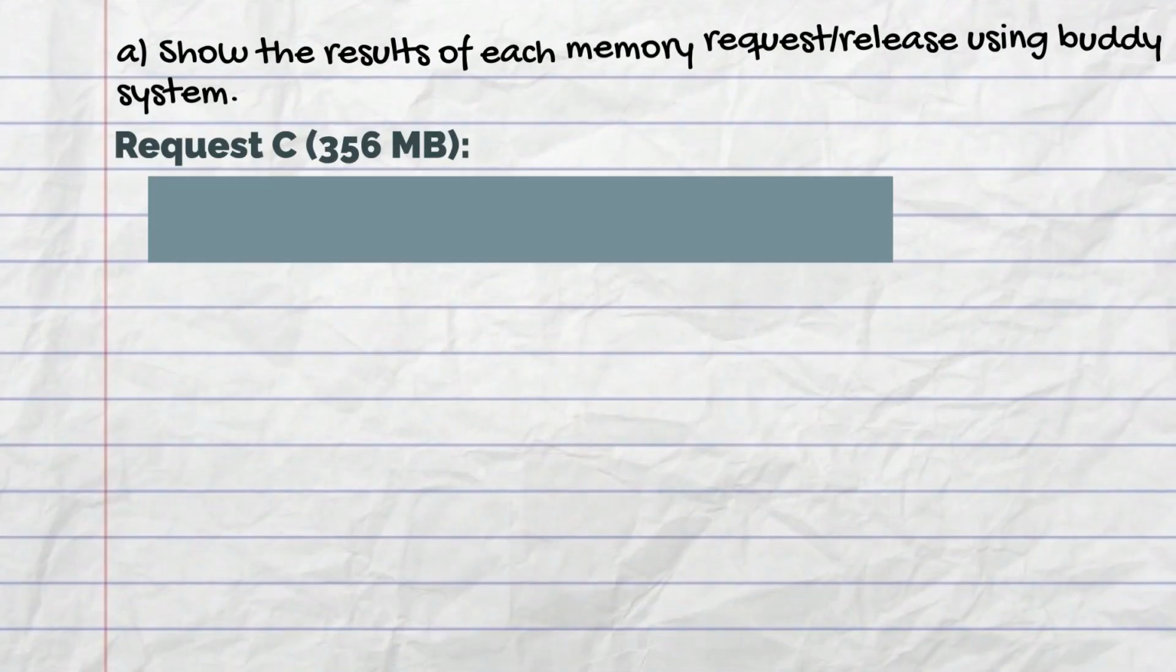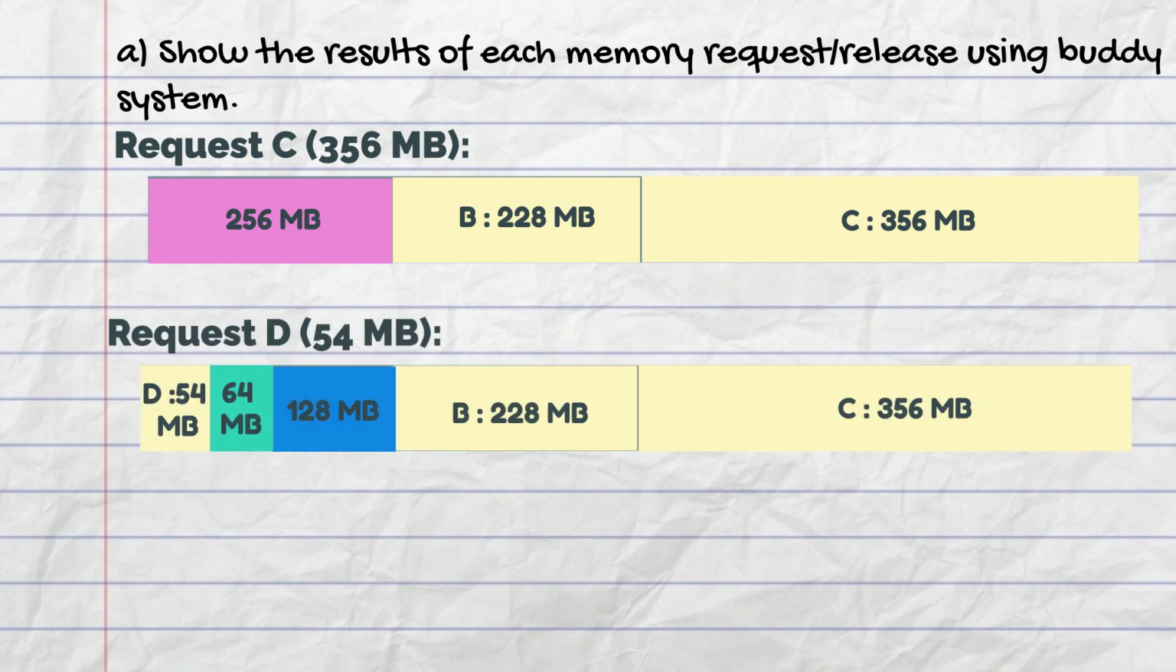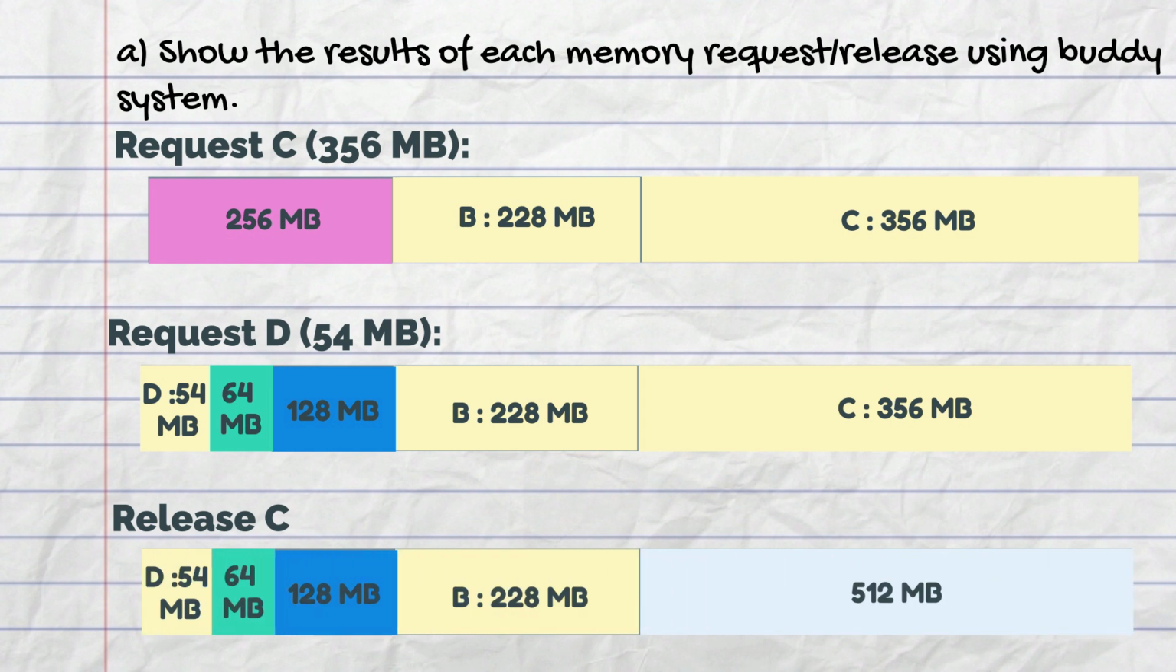Since request C is 365 megabytes, which is bigger than 256, we will use the 512 megabyte block. For request D, we will divide our block until we find our best fit, which is 64 megabytes. Then, when process C is released, the 512 megabyte block is empty.